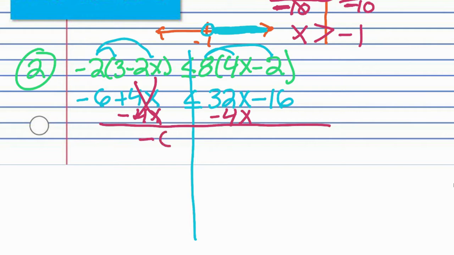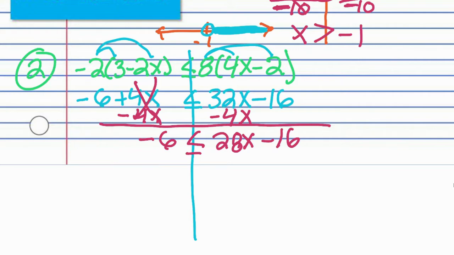So -6 less than or equal to 32 minus 4. Well, that's what? 28 x's. And I'm going to bring down my -16. Okay. Now, same steps as solving equations. Get your variables together. Did that. Check. Now, the next one is solve.